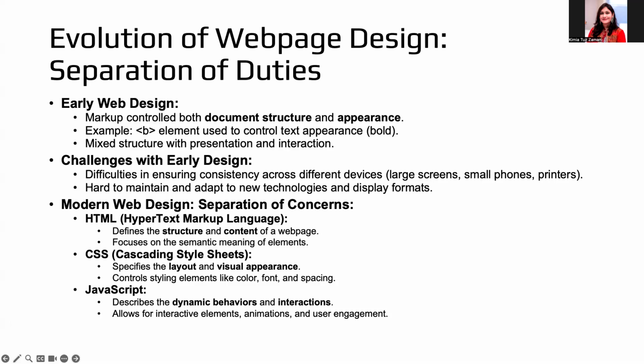Modern web design solved this by introducing the concept of separation of concerns, dividing a web page into three distinct layers. HTML defines the structure and content, providing meaning through headings, paragraphs, and lists for both browsers and search engines. CSS handles visual styling, colors, fonts, and layouts, so one change can update the entire site's look across all devices. JavaScript adds interactivity and dynamic behavior, enabling forms, animations, and real-time content updates for a richer user experience.